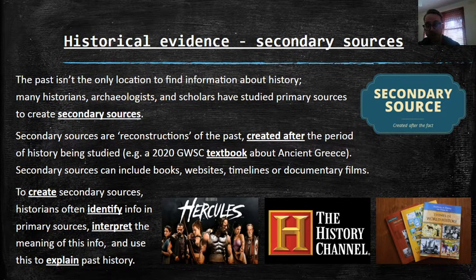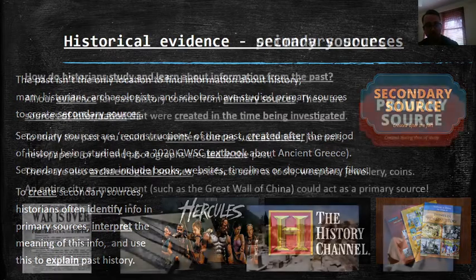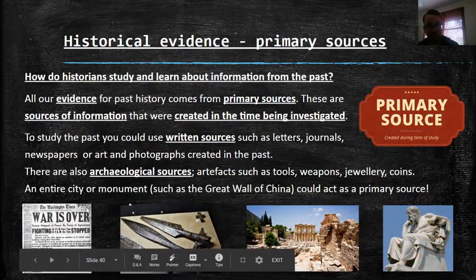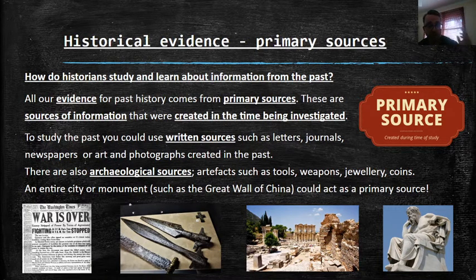Secondary sources can include books, websites, timelines are a good secondary source, or even documentary films, so videos. To create secondary sources, historians often identify information in primary sources, interpret the meaning of this information, and then use this to explain past history. So secondary sources are created by using primary sources, by looking at, for example, that newspaper headline. Looking at their primary source, you can create a secondary source which tells you about the media in World War I. It can tell you about the national morale, the feelings that were being felt during the time of World War I in that country.